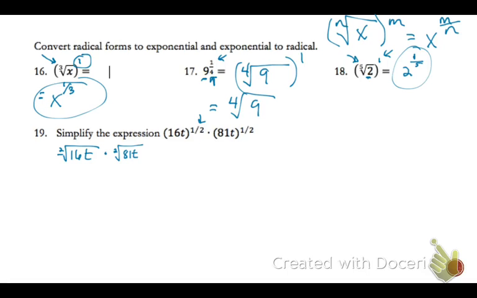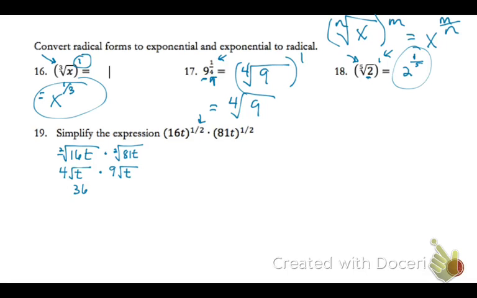Now I'm going to simplify. I can take the square root of 16, that's 4. But I don't know what t is, so I can't simplify the square root of t. The square root of 81 is 9. I can simplify that, but I don't know, again, what t is. Now I can multiply my terms together that are alike, 36.